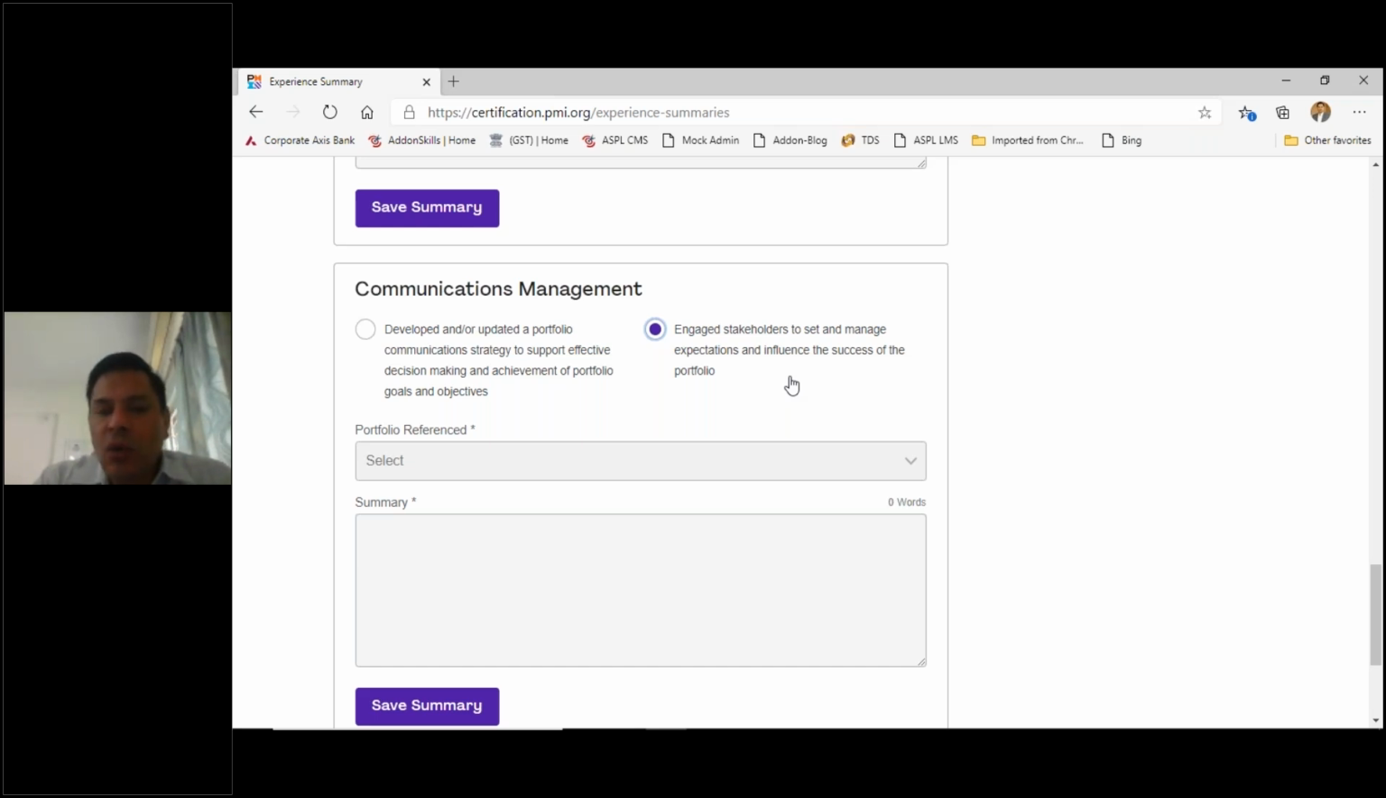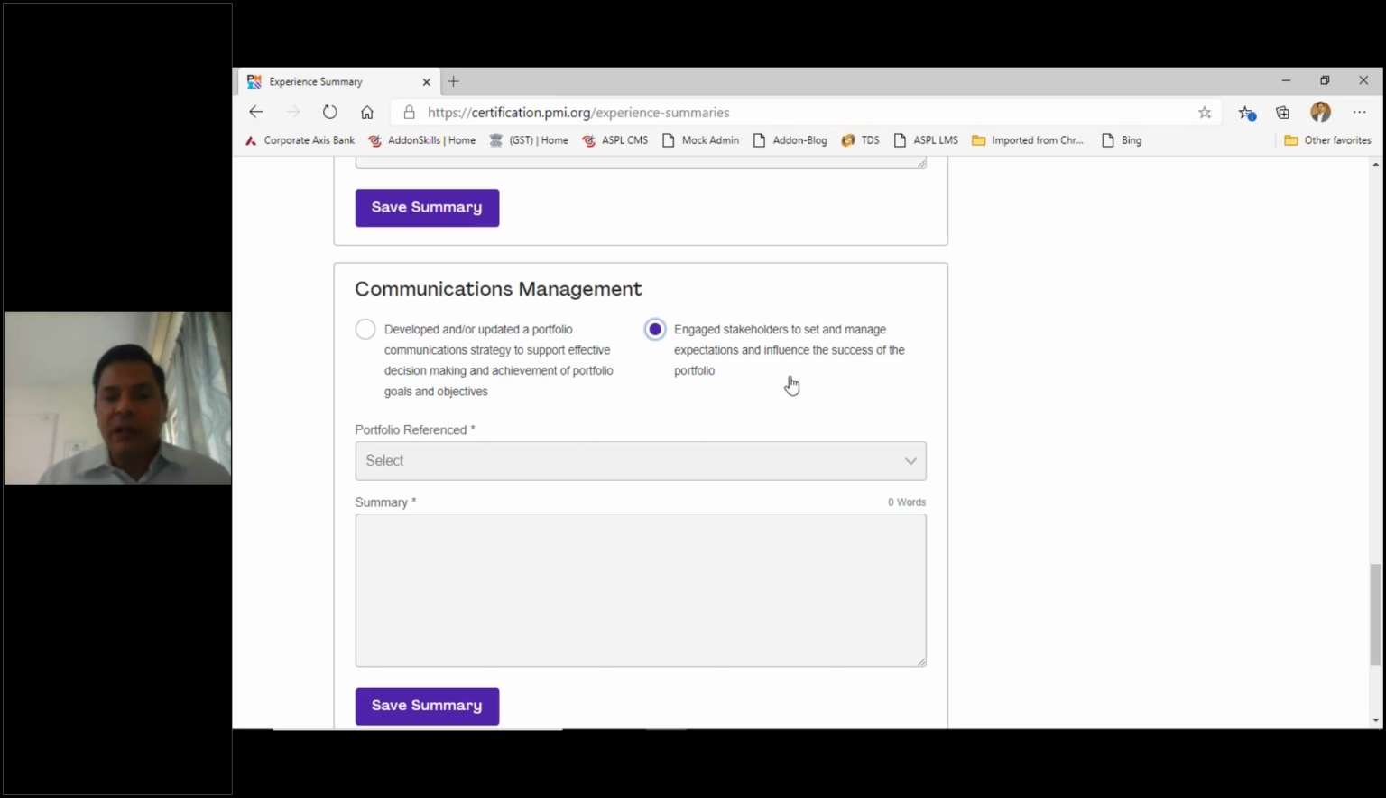Which stakeholders were key stakeholders? You can mention what their expectations were. How did you clearly define their expectations? How did you align the stakeholder expectations with the portfolio goals and objectives? Many times there is a conflict between these stakeholder expectations. So how did you ensure that the individual stakeholder expectations do not control the portfolio goals and objectives? Rather, the organization's goals and objectives are more important than an individual stakeholder.